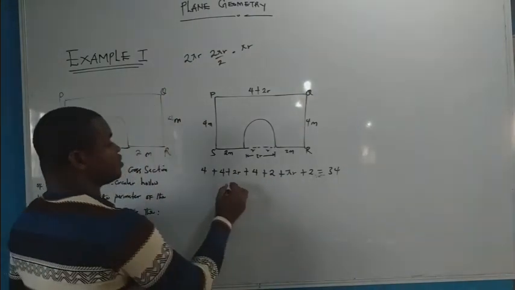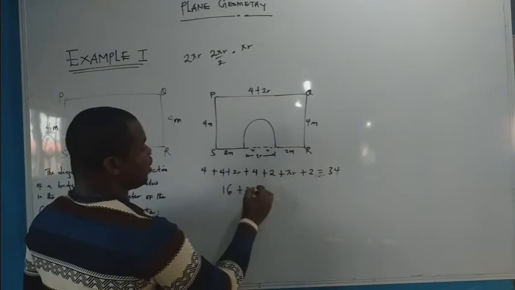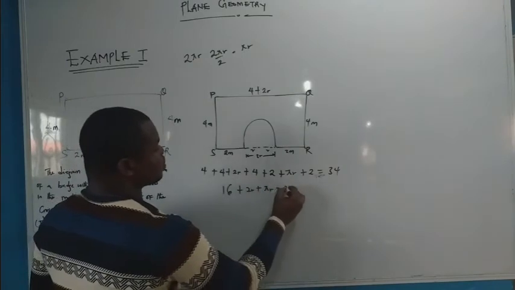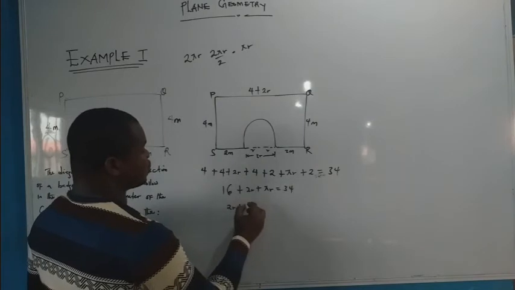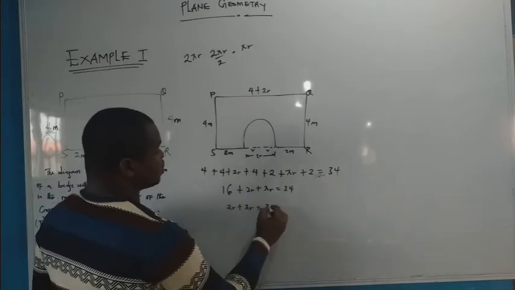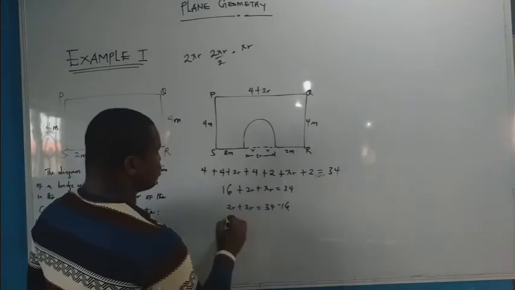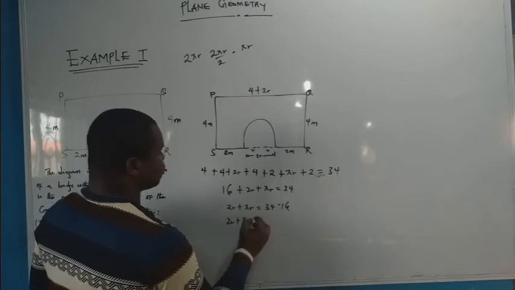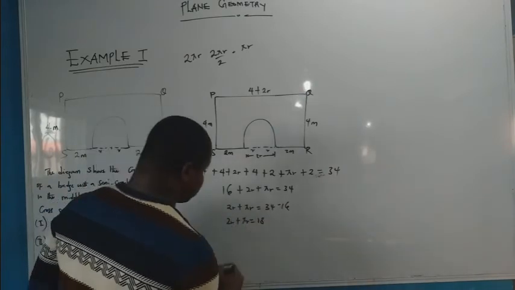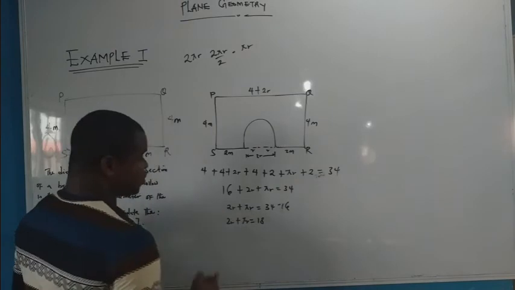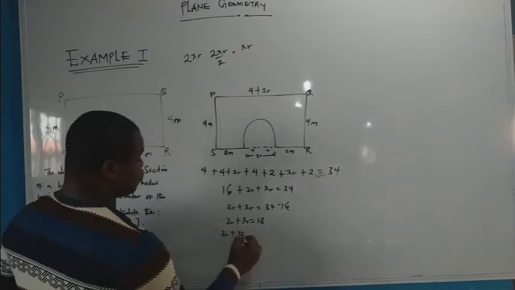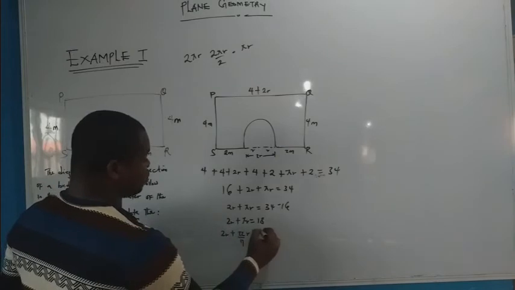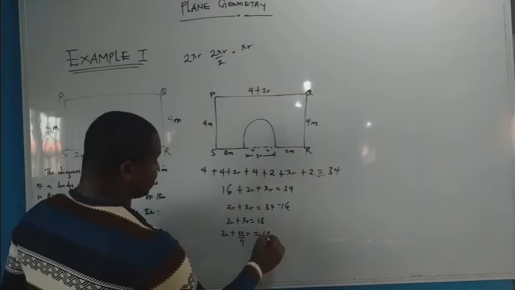So we have 16 plus 2r plus pi r is equal to 34. Okay, collect like terms. You have 2r plus pi r is equal to what? 34 minus 16, which equals 18. Now, pi is equal to what? 22 over 7. So you have 2r plus 22 over 7 r equal to 18.